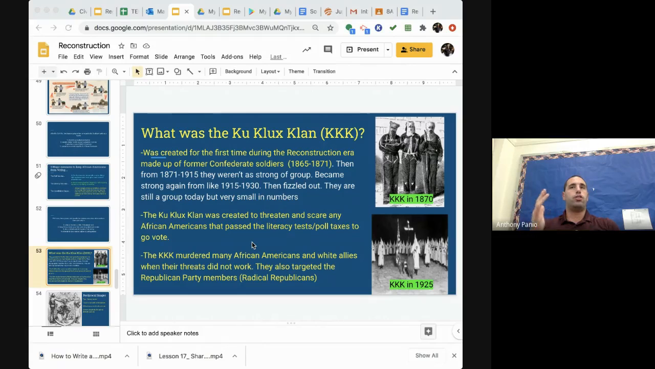If you disagreed with the KKK at the time, they also would kill or threaten the white allies of black people. So if you were someone who stood up for the 13th and 14th and 15th Amendment and spoke out in favor of that, they would threaten you. The Republican Party, you guys remember the radical Republicans, they would be constantly going after them, threatening their families. Abraham Lincoln's party, one of the KKK's major goals early on was not just to terrorize black people, but to overthrow the Republican Party because that was the party that was against slavery at the time. Right?